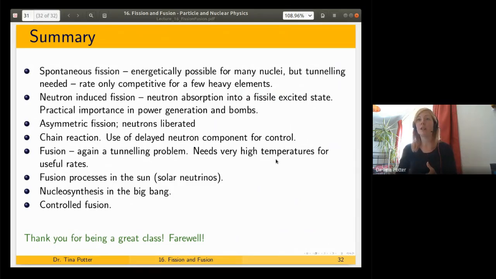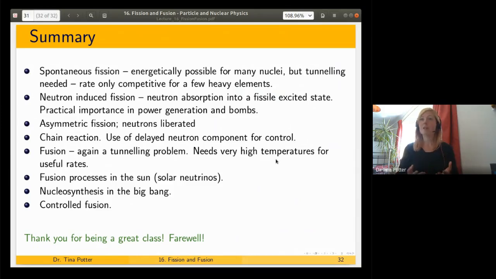And then finally, on a more practical note, we want to have controlled fusion. And this is a very, very hot topic and somewhere which I hope that some of you will be able to contribute. We have yet to achieve a controlled fusion in the lab which generates more energy than we put in. We have yet to break even. And this is a very interesting problem that needs people like you to work on this.